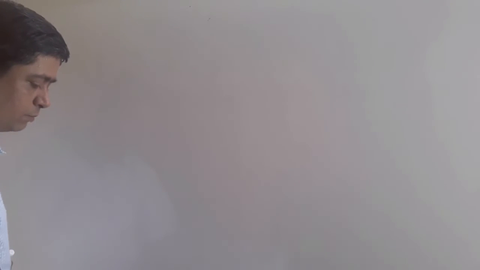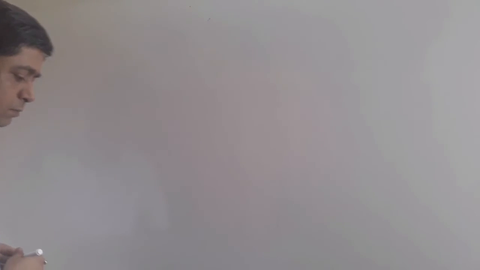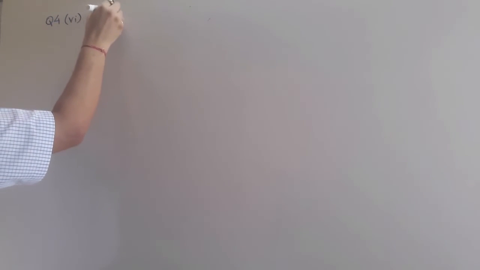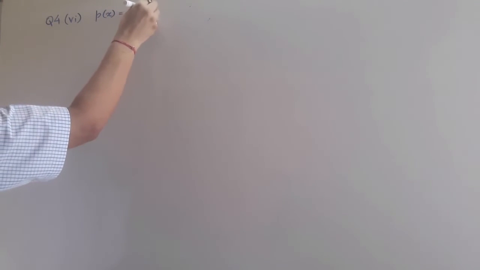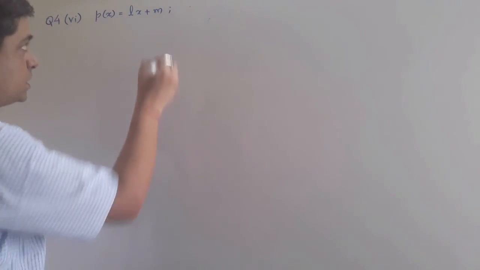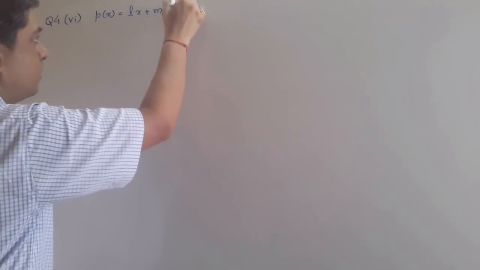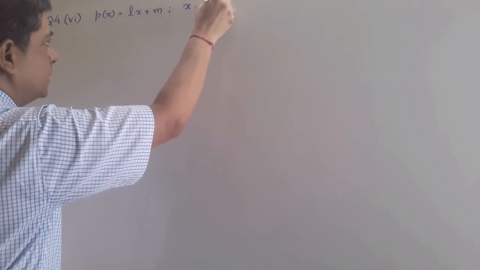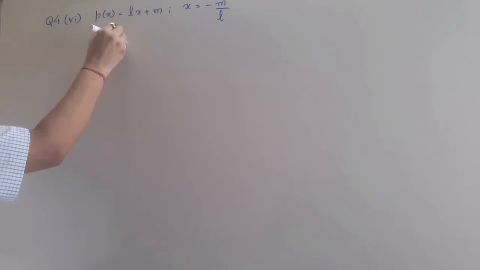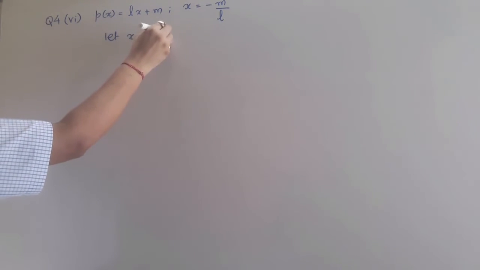Now I am taking part number 6. So in question number 4, I am taking part number 6. In part number 6, p of x is equal to Lx plus m. Here L and m are unknown constants, and the value of x is given as minus m upon L. In this question, many times students ask, they are unable to solve. However, the question is very simple. So let us take the value x equal to minus m upon L.